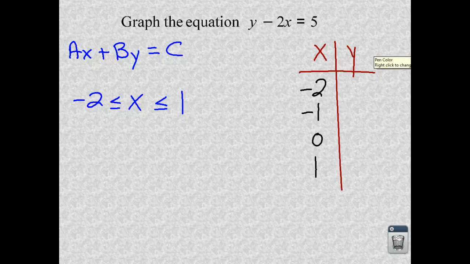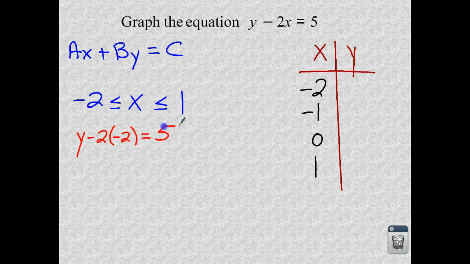So let's take our equation. We're going to substitute in the x value that we chose. So in the equation, let's substitute -2 for x. So y minus 2 times -2 is supposed to be equal to 5. All right, do your math. That gets you +4. So y is going to equal 1. So when your input is -2, your output is +1, and that has generated one of the ordered pairs on this line.